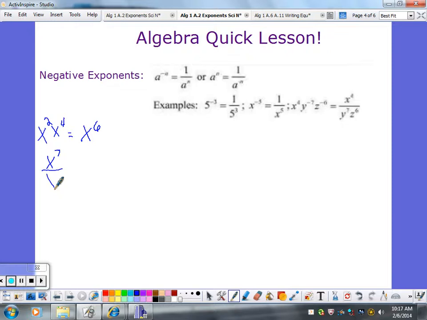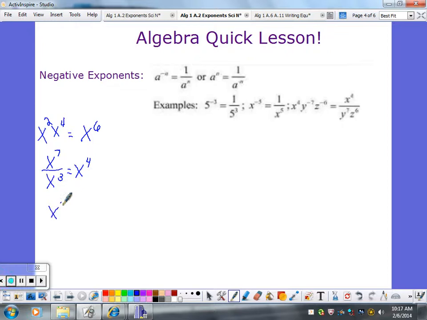What about division? x to the 7 over x to the third power. What's the rule for that? Subtract those exponents. How come? Because you've got 7 factors of x on top, and 3 factors of x on the bottom. You just cross out the 3 of them, that are really ones. You've got 4 factors of x left.